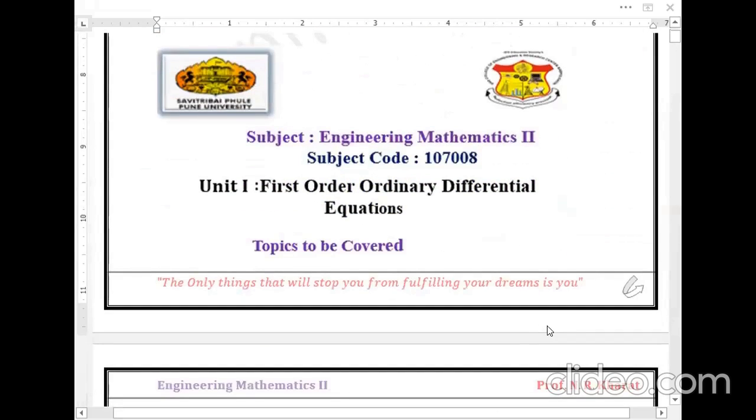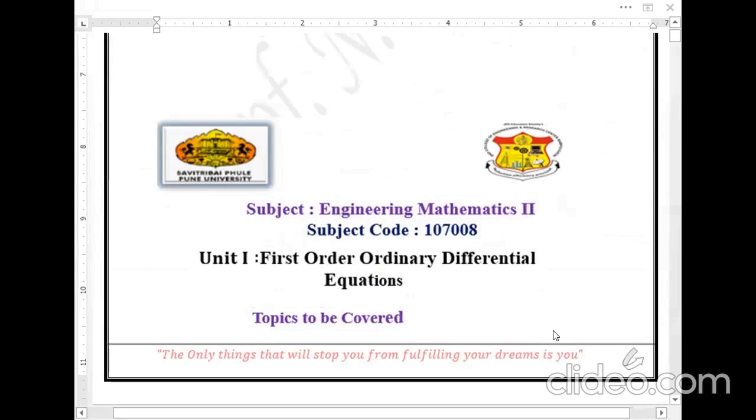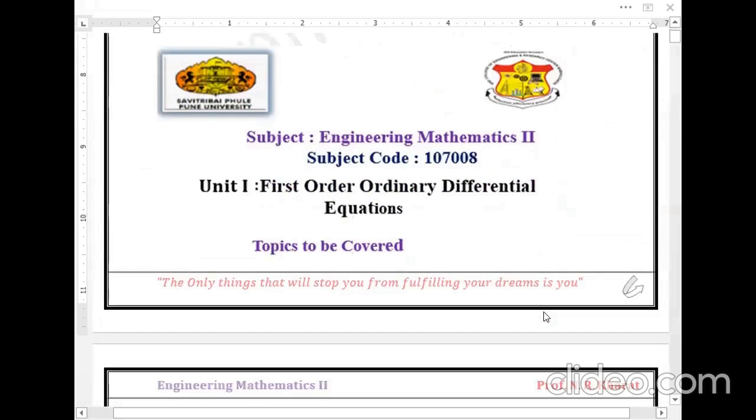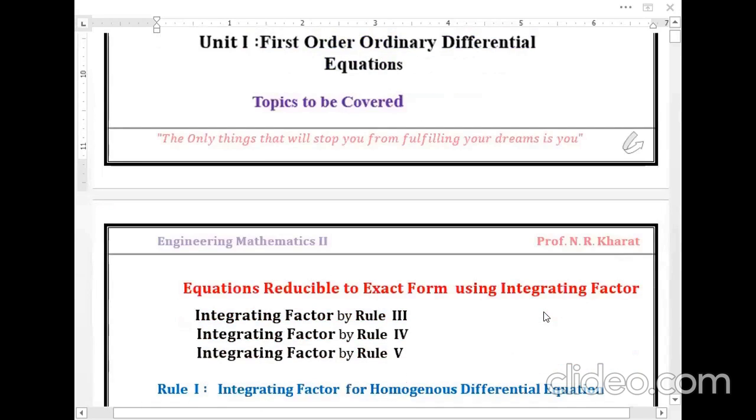Today, we will continue our unit number first of Engineering Mathematics 2. In today's lecture, we will cover three different topics. Finding the integrating factor by rule number 3, 4 and 5.